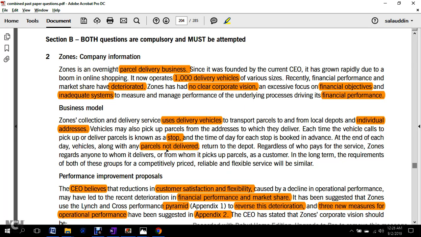The examiner says again and again not to write the definition. We know the definition. Don't write the formula. We can get it by using Google. Don't write unnecessary things. Just try to say something that will add value to the business.